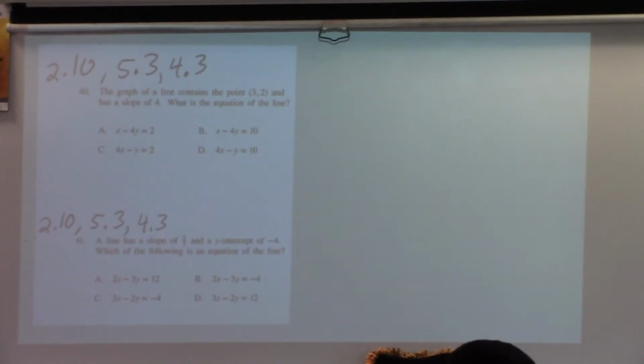Yeah, so what feature, how are we going to use that graphing calculator to help us figure out which equation is right, though? Put in the point. Okay, plot that point, right? Open parentheses, 3, 2.